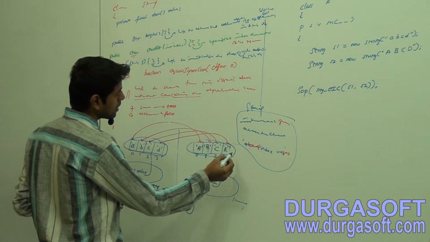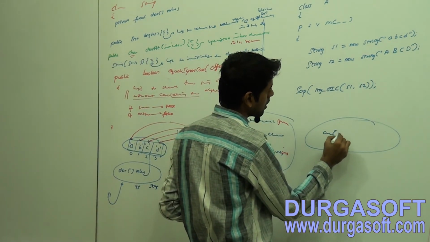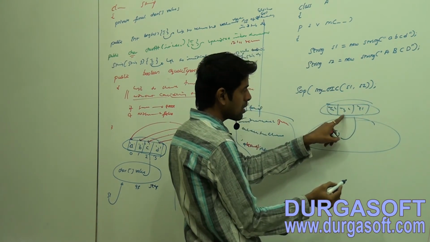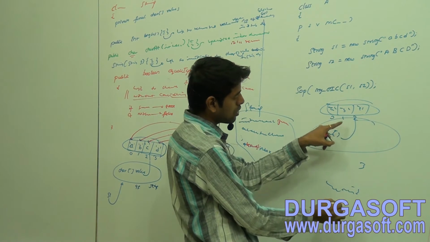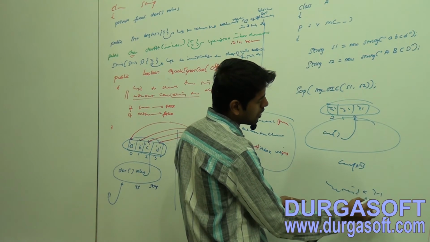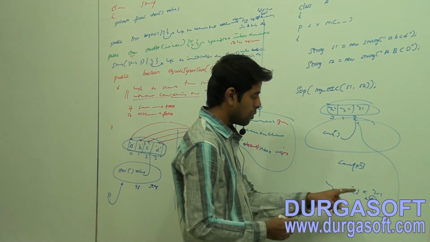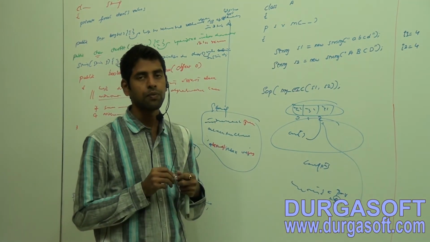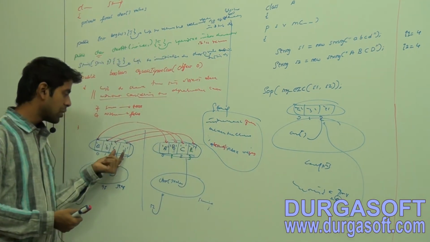If you have a string object with char array data a b c, what is the length here? 3, with indexes 0 1 2. What is the last index value? Length is 3, and 3 minus 1 is 2. 2 is the last index. So if you put length minus 1, you will get the last index value, whatever the string or array you have.